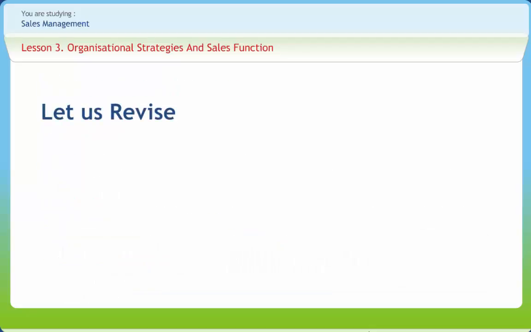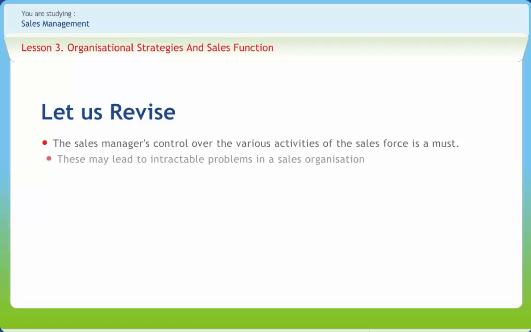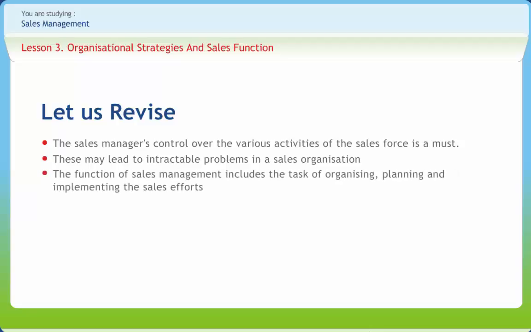Before we end, let us give a brief revision to what we have studied in this lesson. The sales manager's control over the various activities of the sales force is a must. These activities may sometimes be beyond control, leading to intractable problems in a sales organization. The function of sales management includes the task of organizing, planning and implementing the sales efforts so as to achieve corporate goals related to market shares, sales volume, and return on investments.